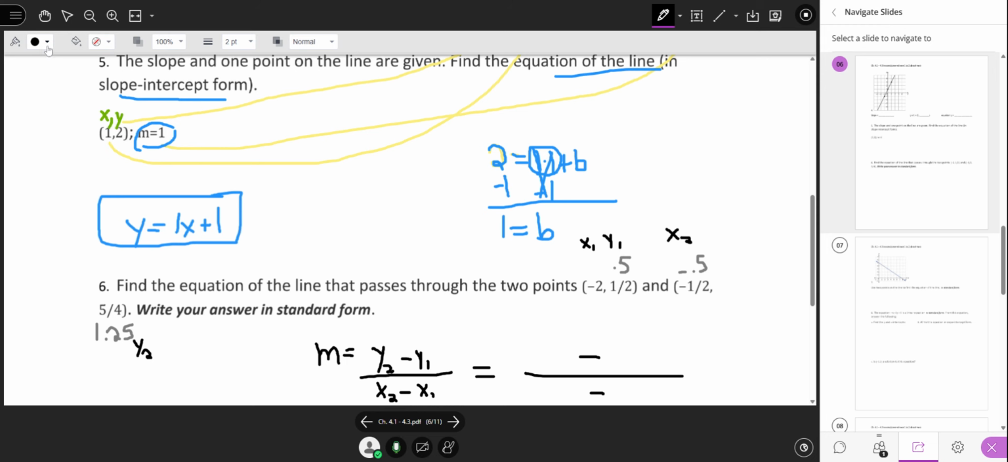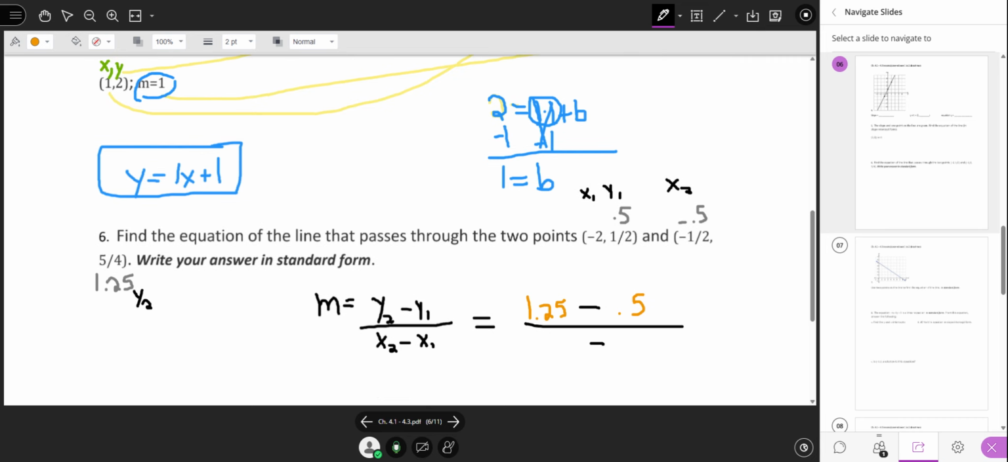All right. Y2 is 1.25. Y1 is 0.5. And then x2 is negative 0.5. And x1 is negative 2. Minus a negative.